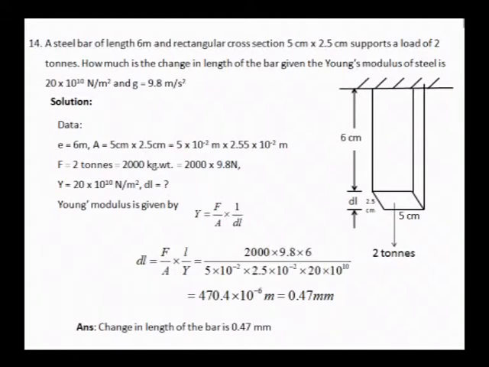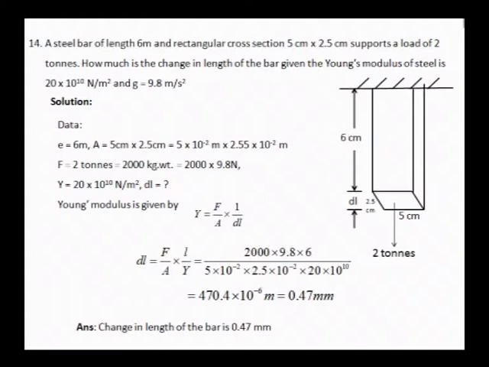The data available for us in the problem: original length of the wire L is equal to 6 meters, cross sectional area is 5 centimeter into 2.5 centimeter, and the force is 2000 kg into g, that is 2000 into 9.8. Young's modulus of the wire is given as 20 into 10 to the power of 10 Newton per meter square. We are asked to calculate the change in length dl.